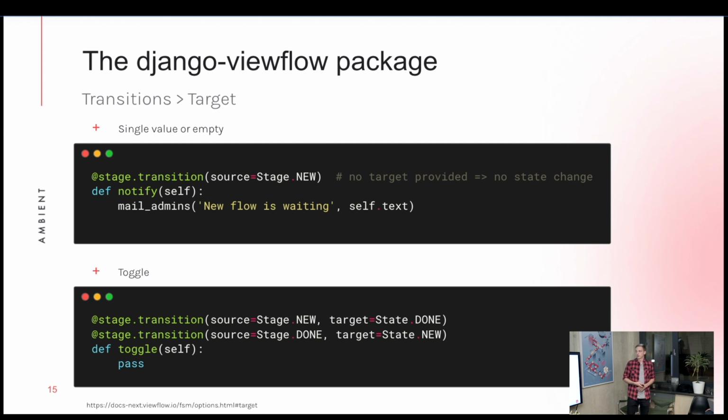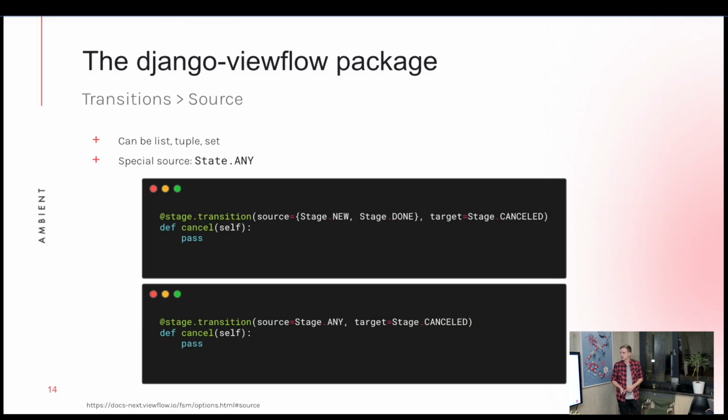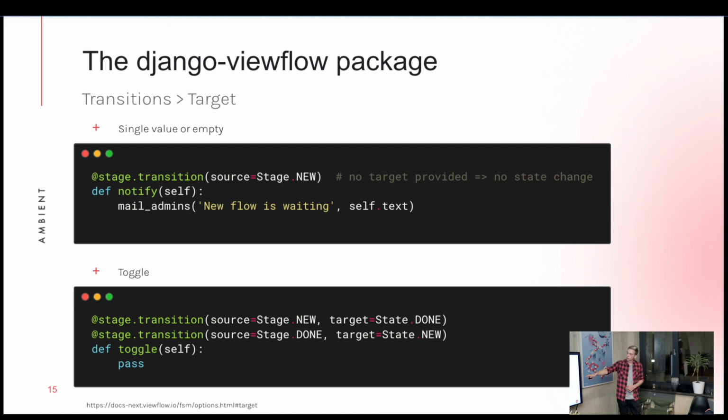Since target only allows a single value, we can sadly not do something as we did in sources, where we had either a list, a tuple, or a set. So if we, for example, want to toggle, as you can see at the bottom, we defined a source which is new, for example, and then once we toggled this, we will end up in the status done. But then if we want to toggle it back, we have to write an extra decorator, which says source is done, and then we end in new, since we cannot have multiple values for a target.